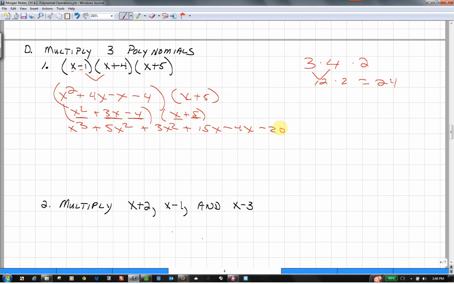Combine like terms. X cubed. 5 plus 3 is plus 8x squared. 15x minus 4x is plus 11x minus 20.